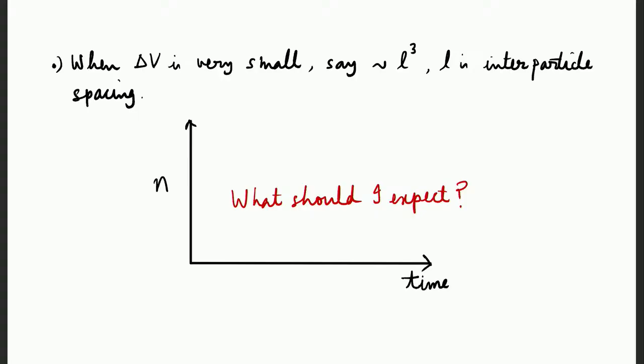So let me pose the question again. I have a small volume which is order 1 angstrom cube, and then I keep asking. So when I make a measurement, I may see 100 particles, then I plot 100. The next time I plot something else. So what would I expect if my delta V is very small, order of 1 angstrom cube? Highly fluctuating, and most of the time what will you see?